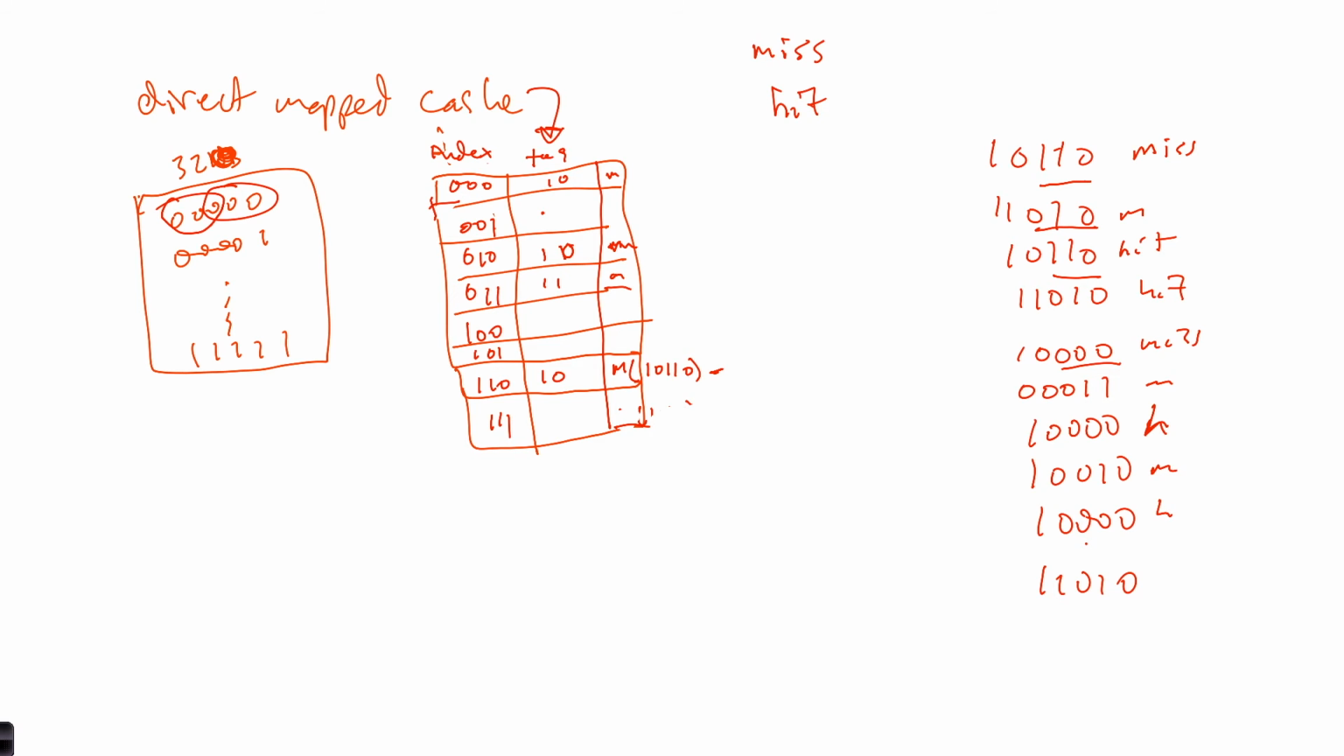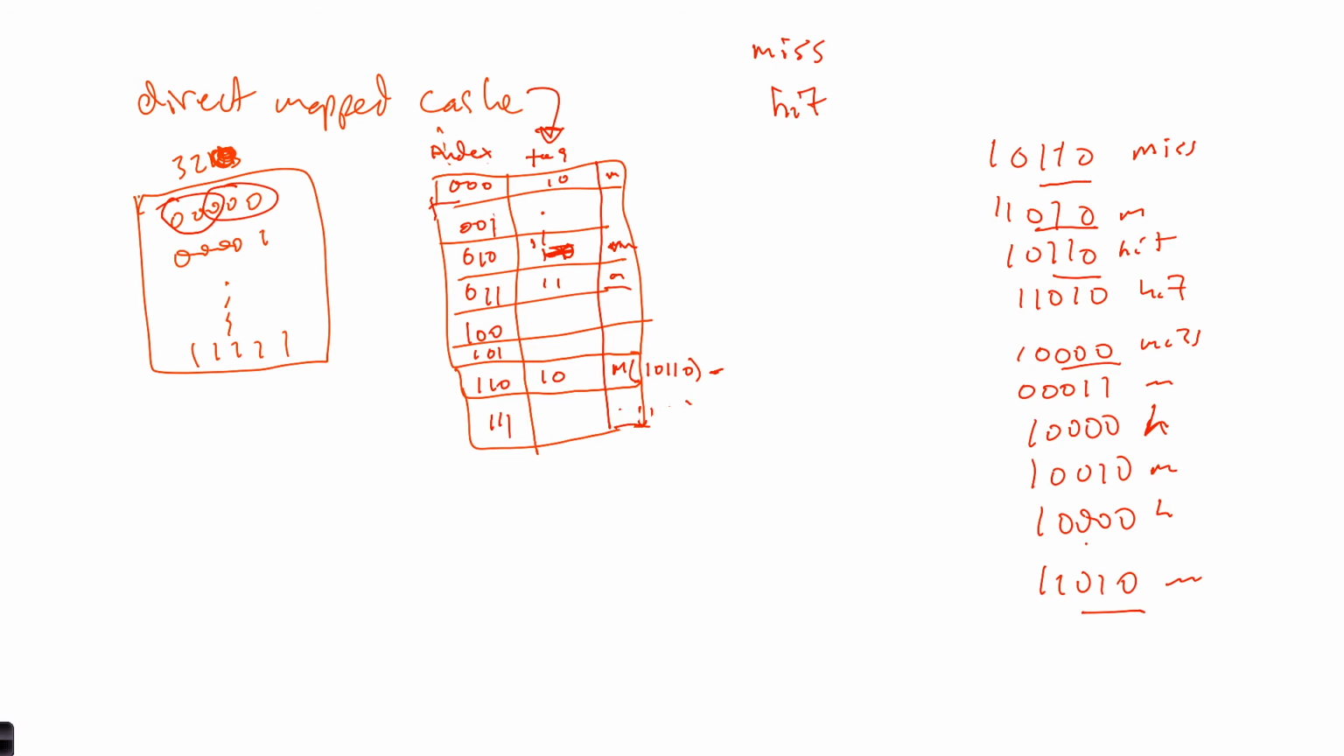And then the final one, 11010. Well, we've looked at this one a whole bunch of times, but now 11010, we go back to 010. Oh, we have to kick this one out again, and that's another miss. And now we put this one back in there. This method is great because it's fast to look up. It's not great if you happen to get two pieces of data that are both mapped to the same bucket at the same time. But anyway, that's how you do this mapping.